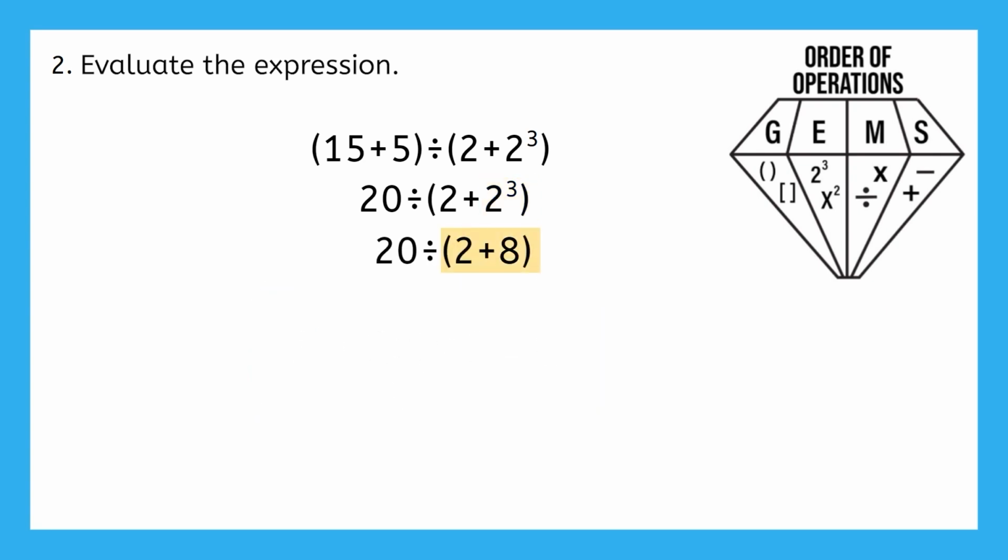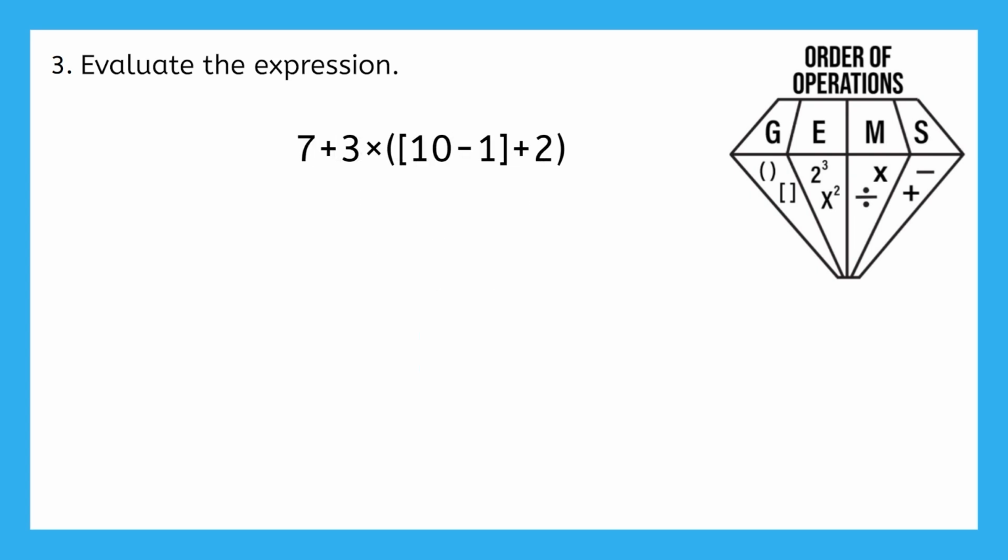Next, we're going to add 2 plus 8, and that gives us 10. Bring down this first part of the expression, and we're left with 20 divided by 10, which equals 2. We've reached our final answer. You're getting pretty good at this. Ready to try a little challenge?